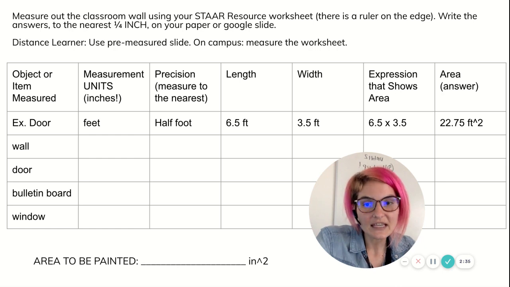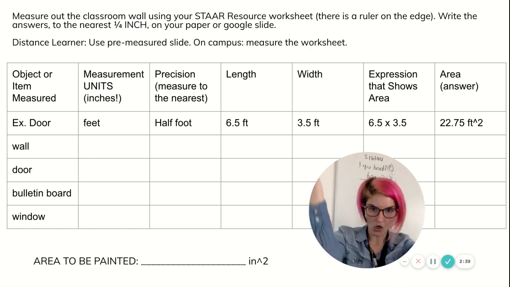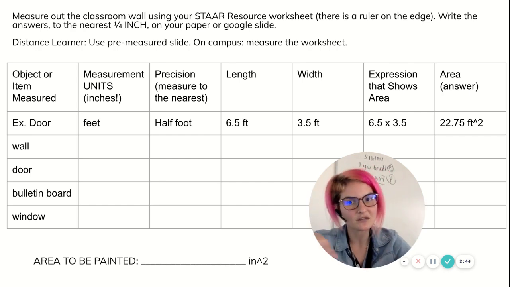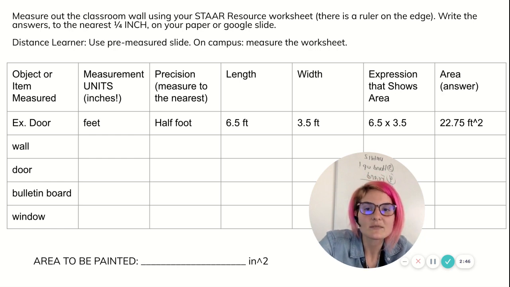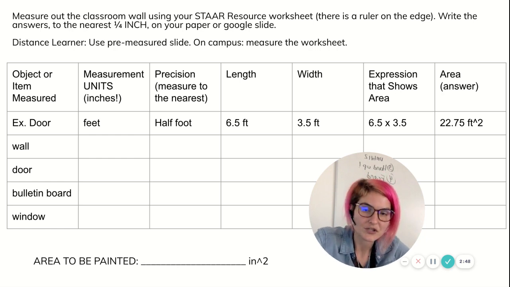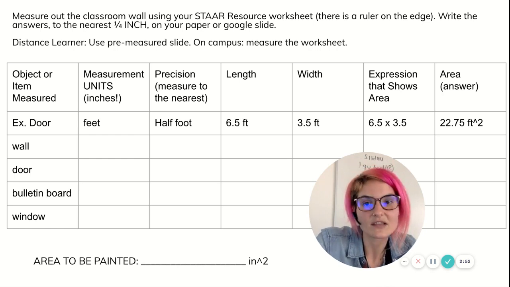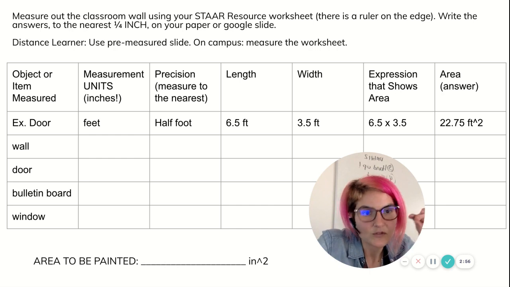You're going to be using inches. You're not going to be using feet, because obviously this isn't an actual wall. It's a little piece of paper or a little screen in your Chromebook, so we're going to be using inches. And you're going to measure to the nearest quarter inch. So 1/4, 2/4, 3/4, 4/4 is obviously the next whole. You can also represent it with decimals: 0.25, 0.5, 0.75. Those are equivalent, okay?